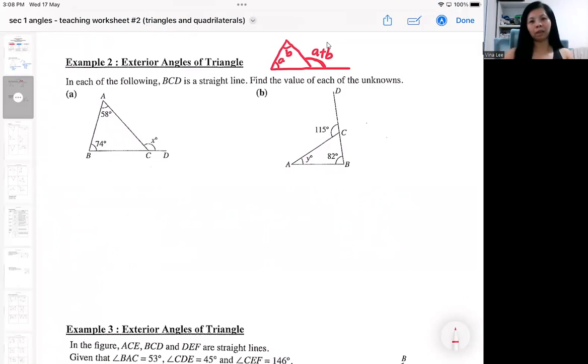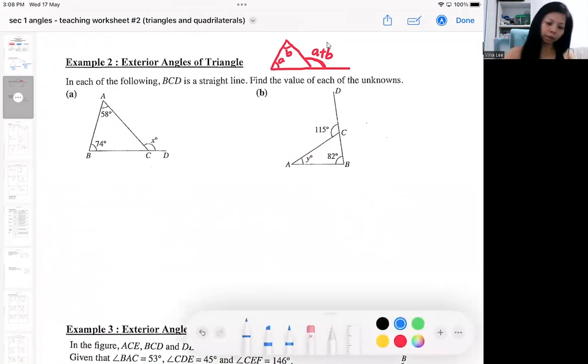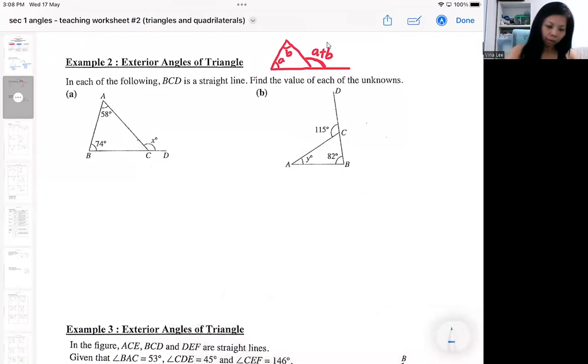One will be through the exterior angle. One will be through angle sum of triangle. Okay, so maybe I will start off with the easier one first. So in this question, example 2A, I'm supposed to find x. So I'm going to find this angle first.